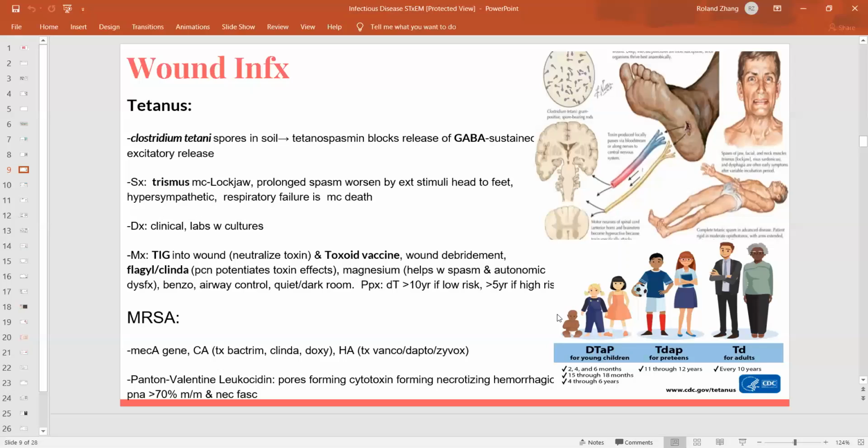Benzo, of course, for the spasm. For these patients, it's better to put them in a quiet, dark room without a lot of external stimulation. And of course, supportive management as well. So MRSA infection for wounds is very common. We usually characterize it by community or hospital.